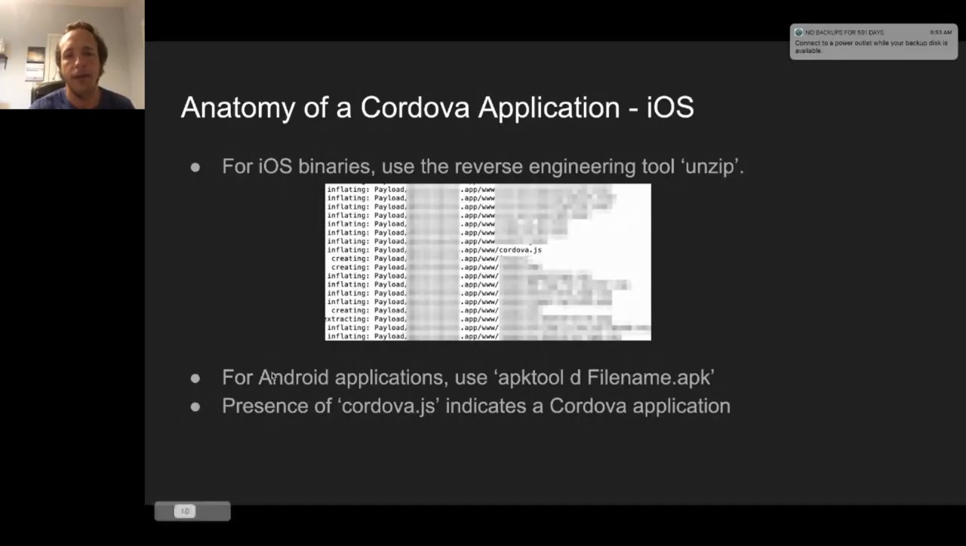For an Android application, I use APKTool to decode it. And here's the command line that you can use. And you'll see a very similar structure. You'll see this www folder with the JavaScript source code as well as HTML files.